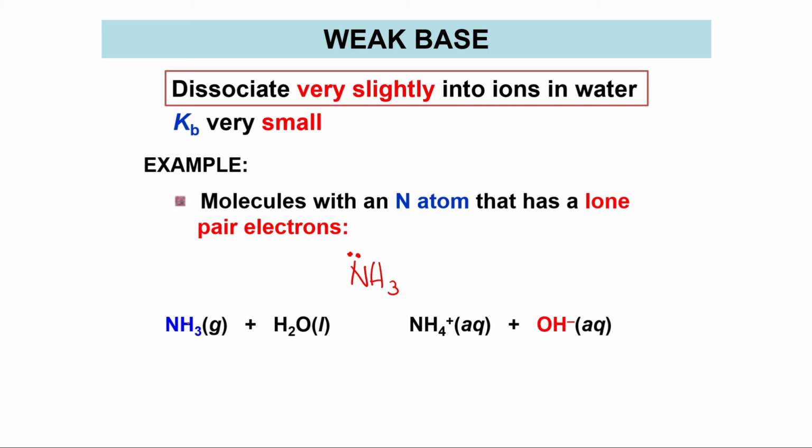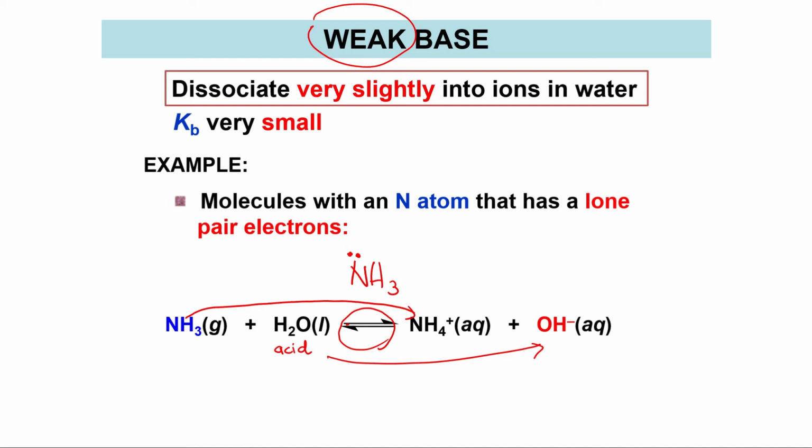When ammonia reacts with water, it is going to dissociate partially, because it is a weak base. Therefore, we need to use the double-headed arrow. Ammonia reacts as a base, so it is going to accept a proton, forming NH4 plus, and in this case, water is going to be the acid, so it loses its proton, forming OH minus ions. Right, so far so good.